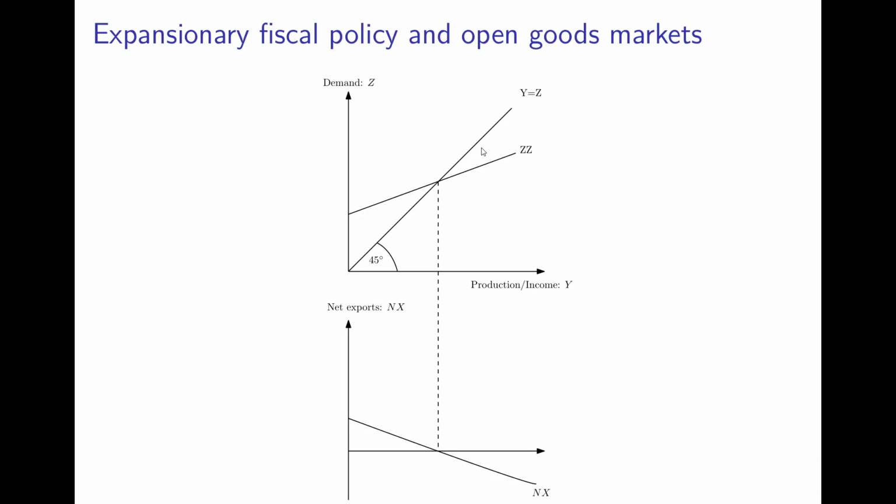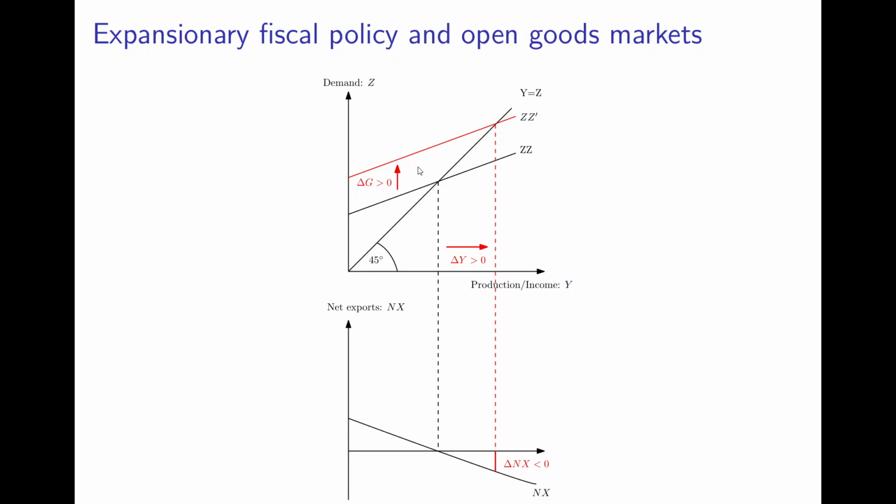So let's have a look at our diagram for the goods market in an open economy. We have demand on the vertical axis, production income on the horizontal axis, and the equilibrium in the goods market where the demand for domestically produced goods intersects with production of domestically produced goods. And at that point, we assume now for an easier illustration that trade is balanced. So we don't have trade surplus or trade deficit.